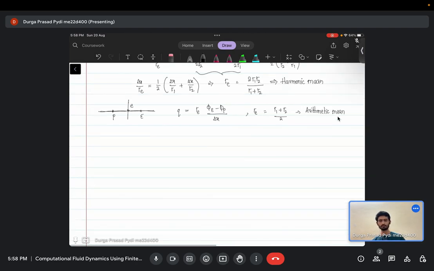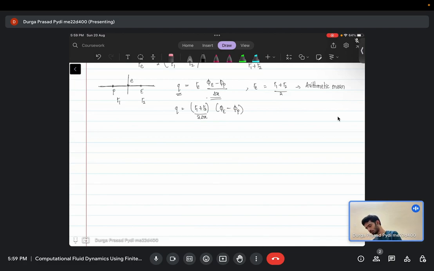So what happens if you do this? If this is the heat flux, we will try to compare it with the heat flux that we obtained previously. In this particular scenario, we have gamma 1 and gamma 2. So the actual heat flux is Q equals gamma 1 plus gamma 2 by 2 delta x times phi capital E minus phi capital P.